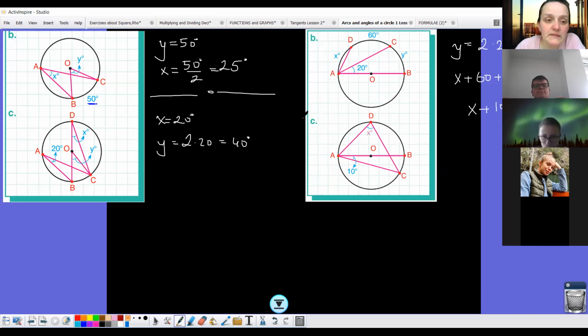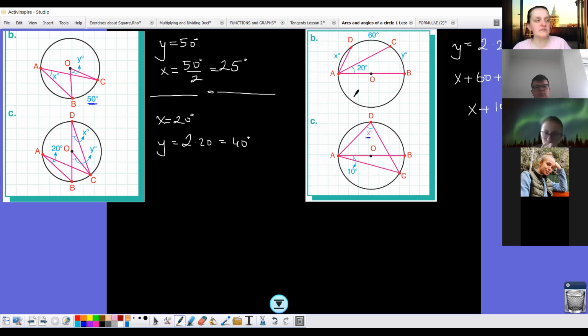Yes, we need to find x. This one, y will be 20. Do we have any y here? No, we don't have y here. So how are we working in this kind of question?